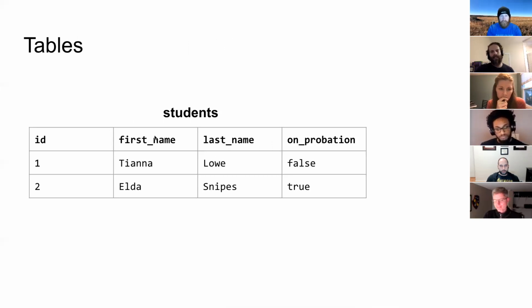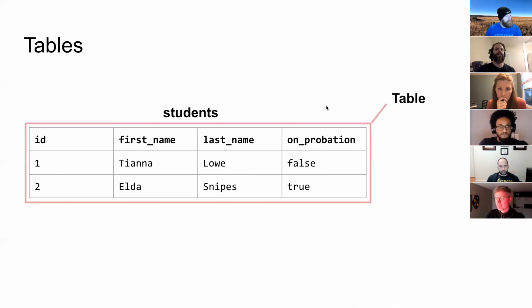You can think of it as a spreadsheet, something like that. So we have an ID, we have a first name, last name, and then on probation. So this is the table, the whole thing. And this is a column, right? So there's an ID column, first name column, last name column, etc.